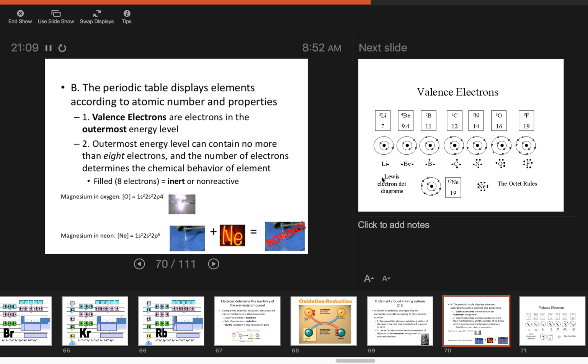Magnesium wants to get rid of these two, so they transfer these electrons to the oxygen. As a result, a chemical reaction takes place, and you can see light being given off. So we have a redox reaction taking place here. If you take magnesium and mix it with neon, which is a noble gas that already has a filled energy level, it's not going to do anything. It's just boring.